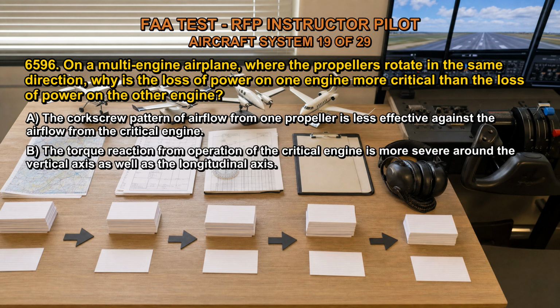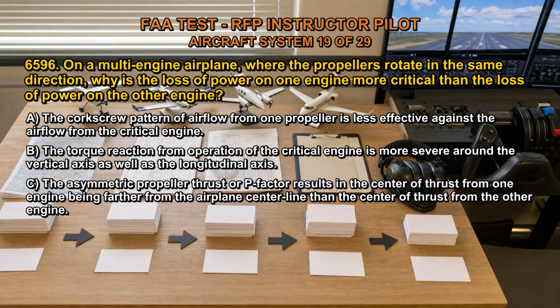B. The torque reaction from operation of the critical engine is more severe around the vertical axis as well as the longitudinal axis. C. The asymmetric propeller thrust or P factor results in the center of thrust from one engine being farther from the airplane's centerline than the center of thrust from the other engine.